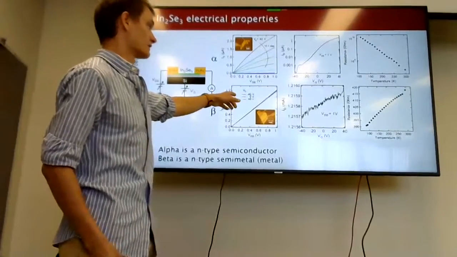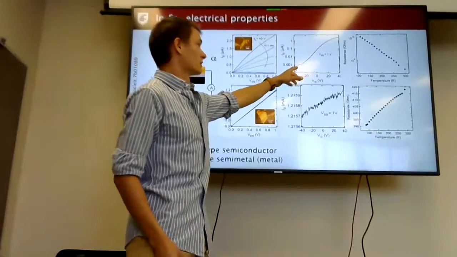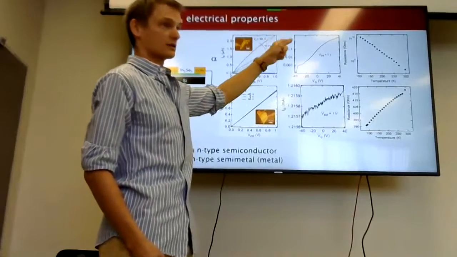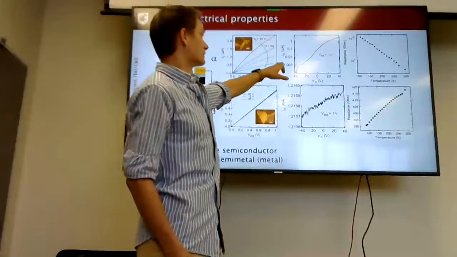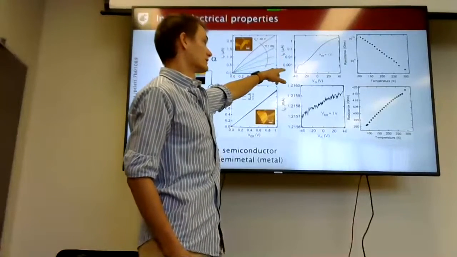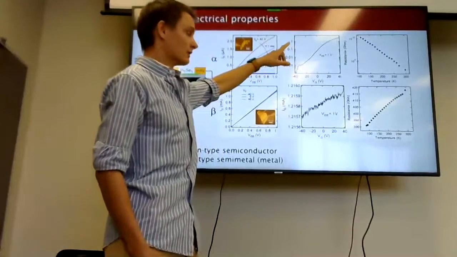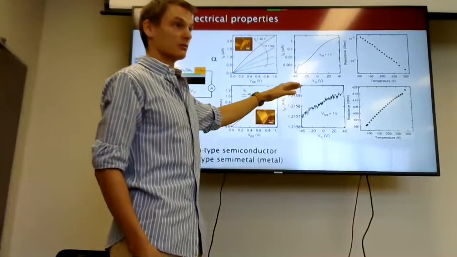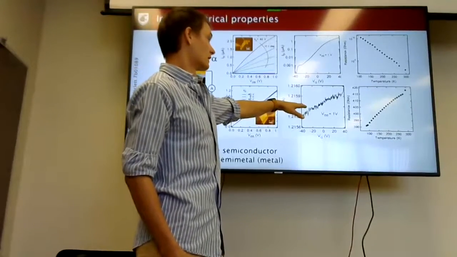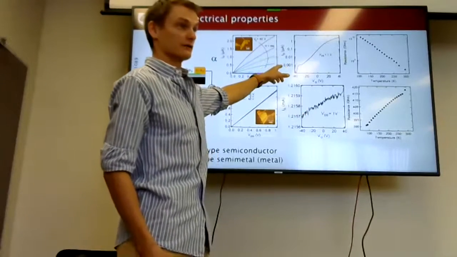So to highlight this further, we look at the second column, and what we're plotting here is a constant drain source voltage as we vary the backgate voltage. And we see that the current that passes through alpha varies over 3 orders of magnitude, whereas beta varies over like -3 orders of magnitude, but still at 1,000 times more than alpha phase.